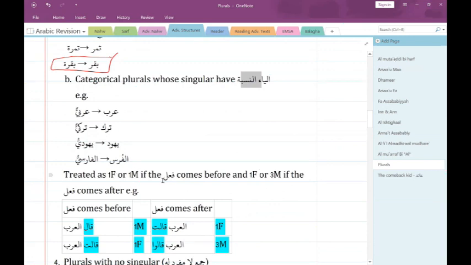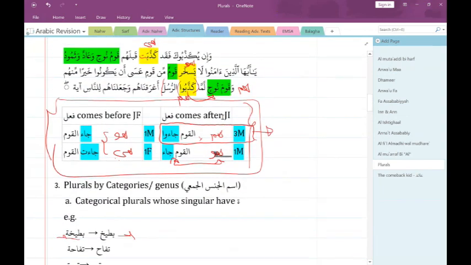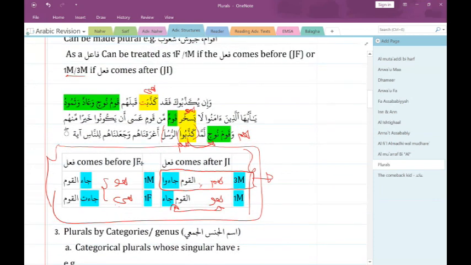Again, we come to the fi'l. If the fi'l comes before and if the fi'l comes after, it's different because now here we have singular feminine. So this is the difference between this one and the other one. With this one, you have a singular feminine because this is a non-human broken plural. For the other one, it's a human broken plural, and that's why we did not have singular feminine in this second part. We're talking about people here most of the time.